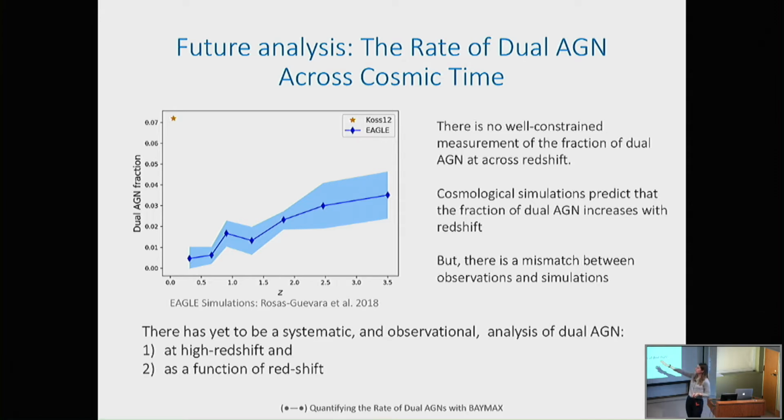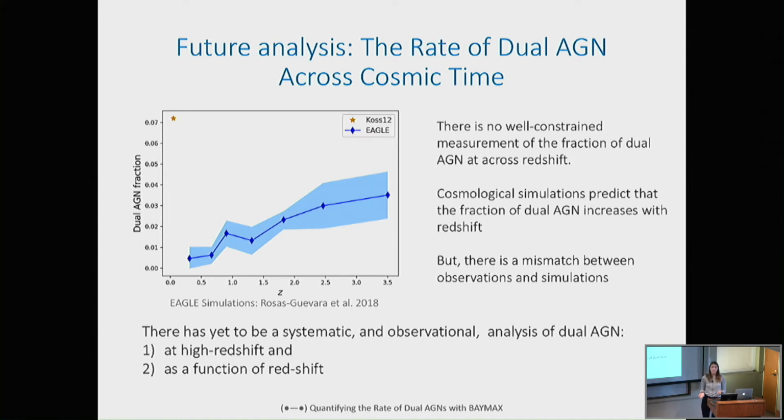So what I'm showing you in this plot are results from Eagle simulations looking at how the dual AGN fraction varies as a function of redshift. They found this trend where it seemed to increase as a function of redshift. But the gold star in the upper left-hand corner is our nearby observational constraint. So you can see that there's a huge mismatch between the simulations and the observations, and you can also see that observationally we haven't been able to quantify the rate as a function of redshift or at higher redshift.